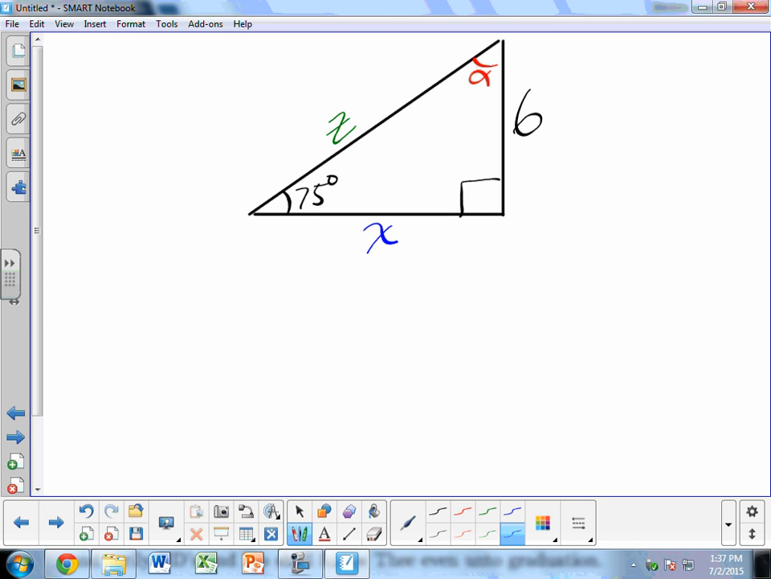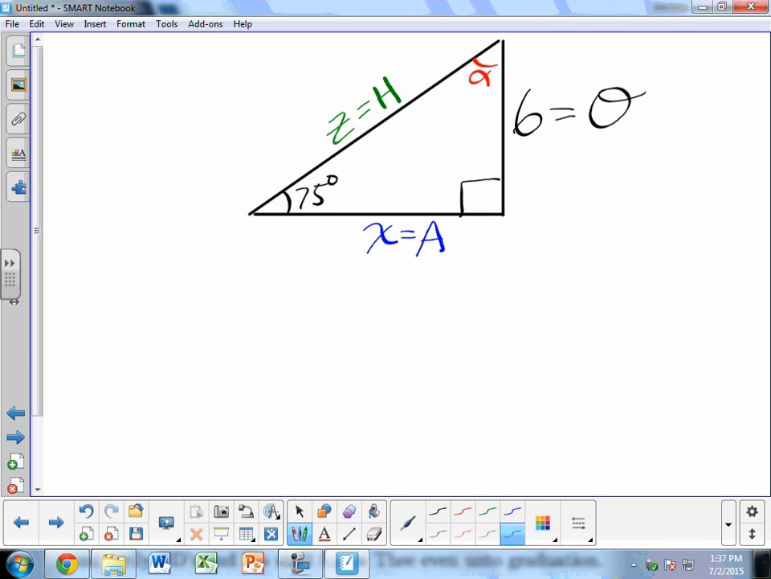Now let's label what sides we're dealing with. Z, since it is opposite the right angle, is going to be our hypotenuse. And keeping colors consistent, we're going to say that with green. So Z is the hypotenuse. The 6 is opposite the 75 degrees, so 6 is going to be the opposite side. And x is going to be the adjacent side, since it is right next to the 75 degrees. Here are the 1, 2, 3 things that we need to solve for.